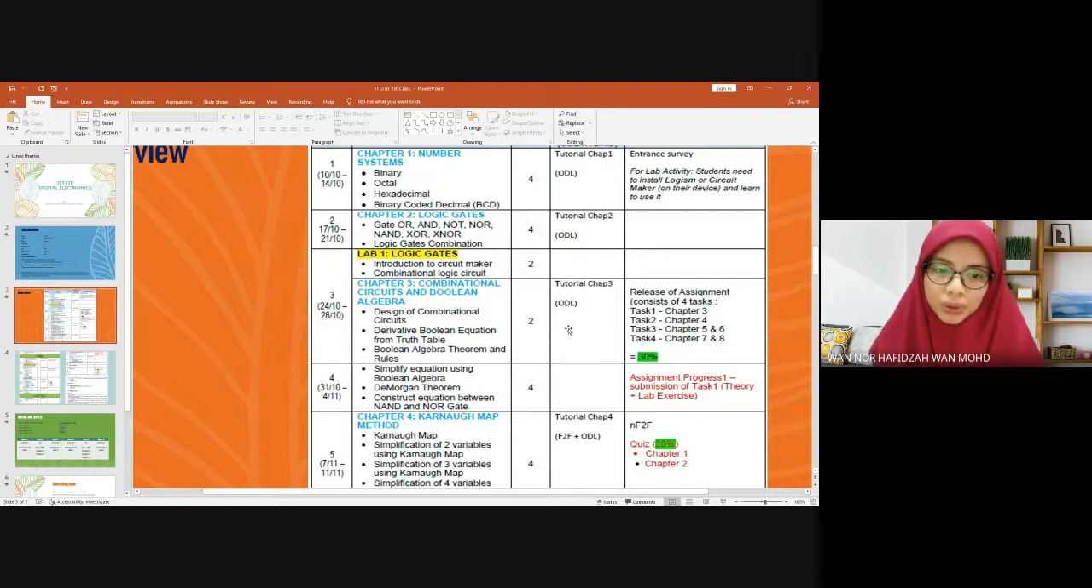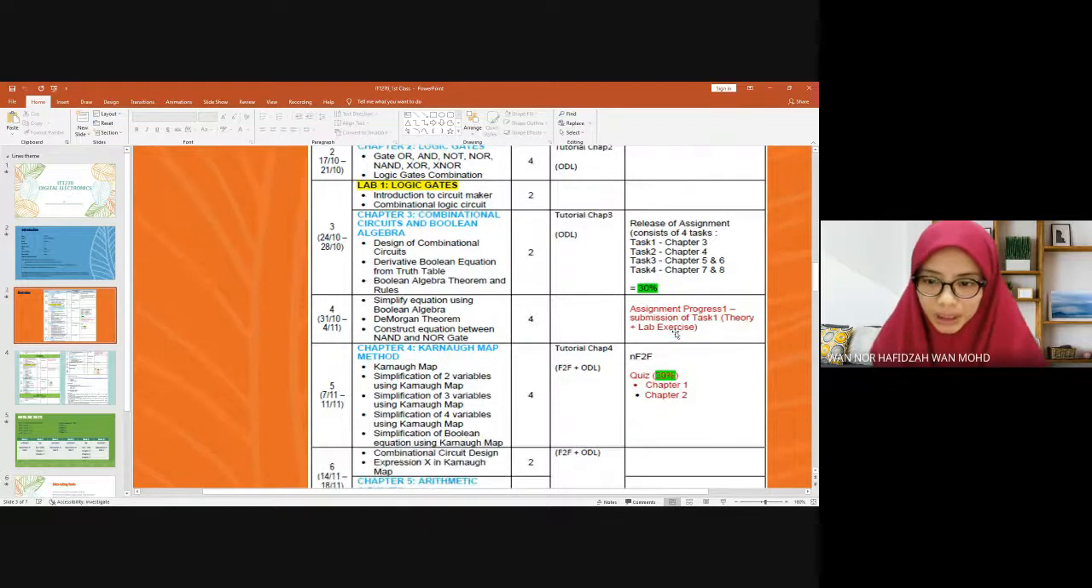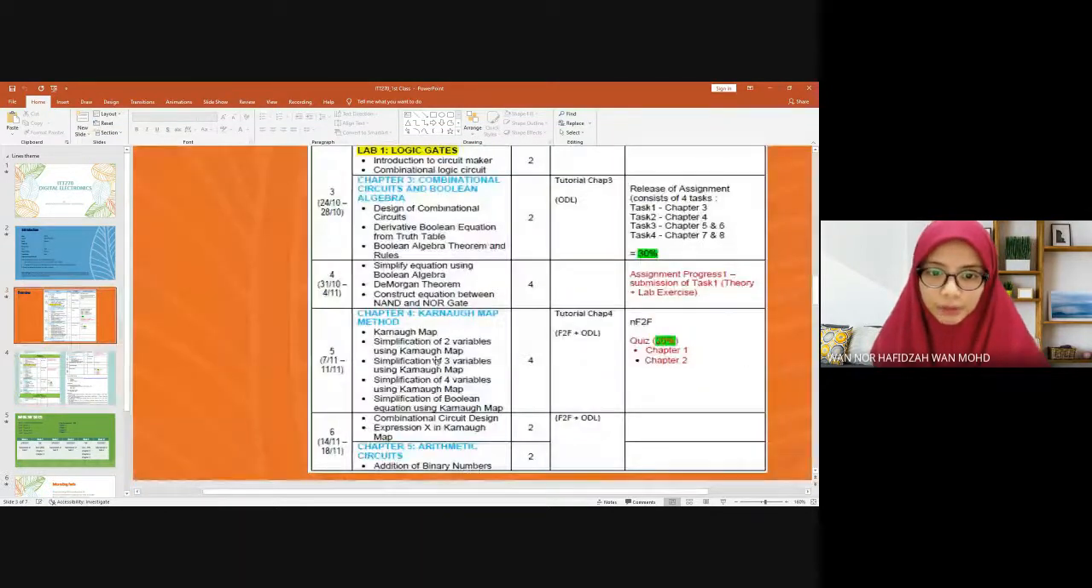So during week 3, I will release the assignment, 30%, which consists of task 1 until task 4. I release the assignment at once, but the submission of each assignment has different dates, so no worries about that. And then chapter 4, Karnaugh Map. And then we'll have a quiz, 20%, which consists of chapter 1 and chapter 2.